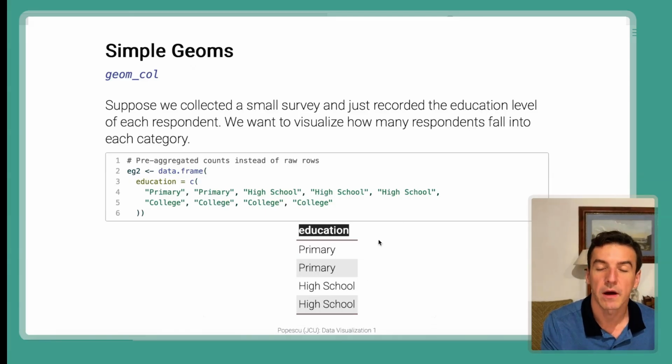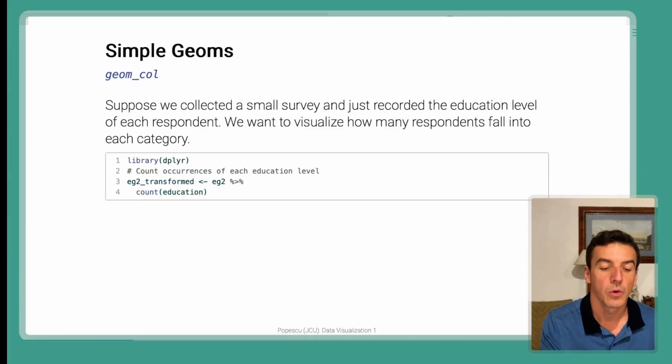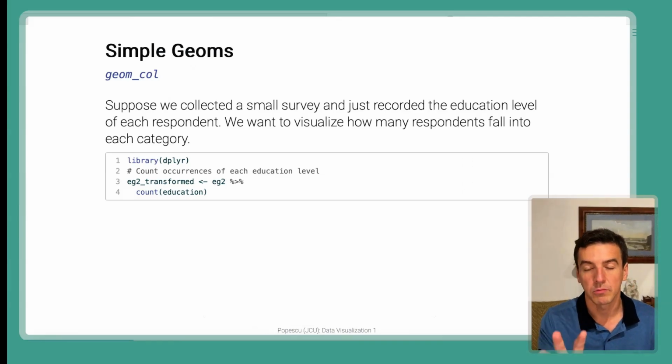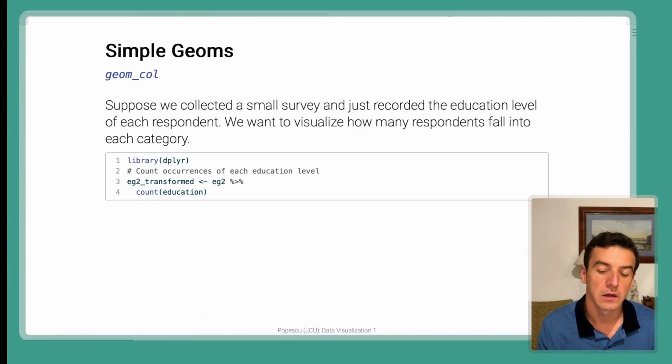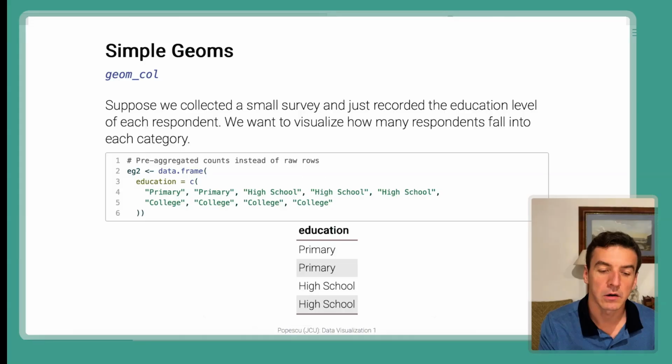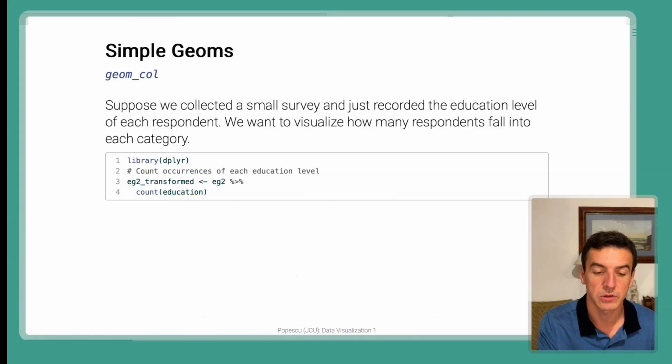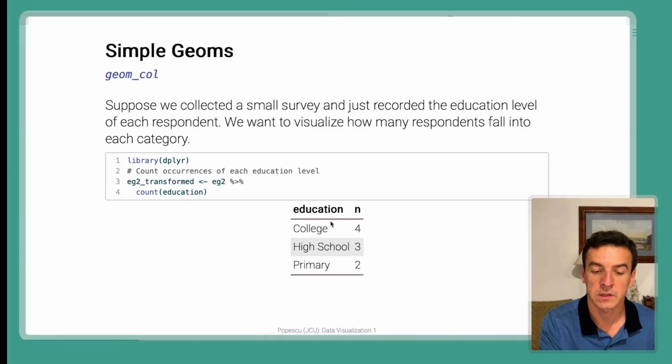Notice once again that we have one single column. We would first like to count how many high school, how many primary, so how many respondents with just primary school education we have. So we use the count function from the dplyr package. Notice that I'm loading it here. So we transform EG2 into EG2 transformed. So this is going to give us something that looks like this.